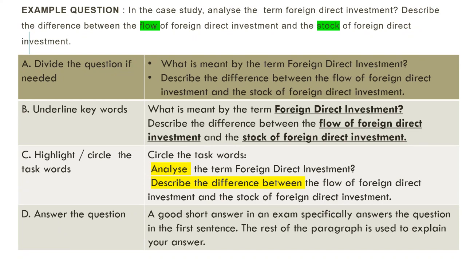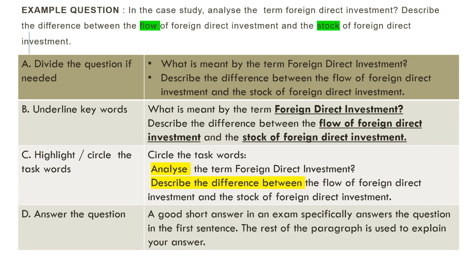Okay, so what you need to do when you get a question like this is that you need to divide the question if needed, like this here now. It's quite a complex question that has many questions in one question, or many prompts. So firstly, what is meant by the term foreign direct investment? Then describe the difference between the flow of foreign direct investment and the stock of foreign direct investment. Right, you unpacked the question.